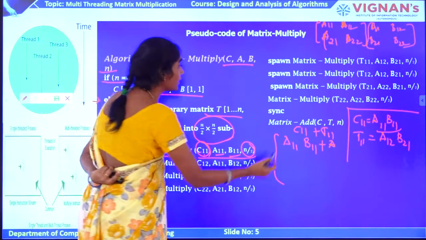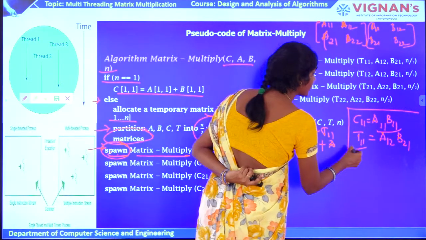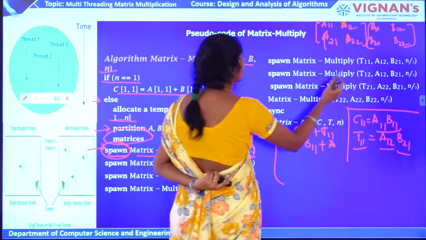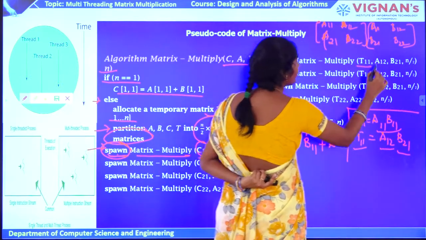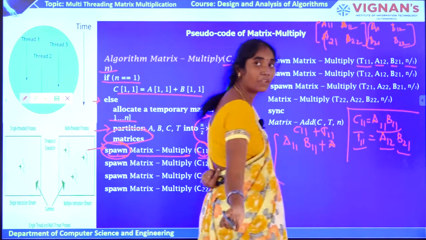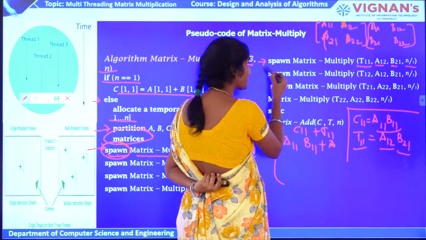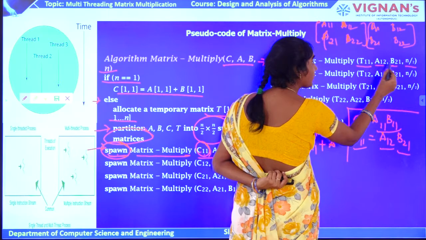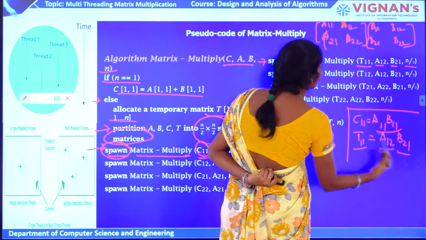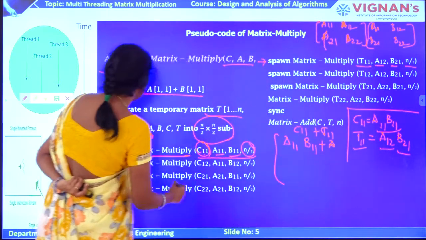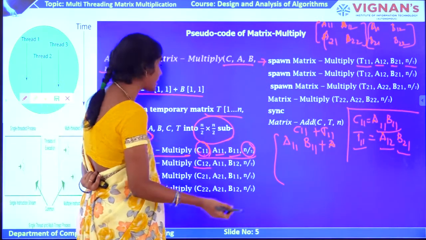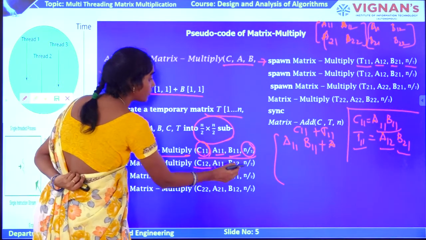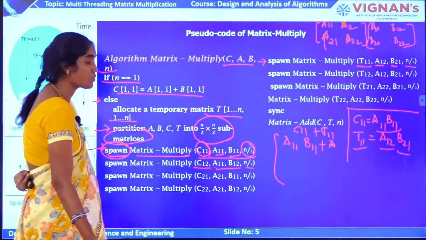Now the next one, let us consider this one. So T11, A12, B21, right? So spawn matrix multiply T11, A12, B21, n by 2, right? To measure this T11, I am multiplying A12 into B21. In the same manner, in order to measure C12, what I am multiplying? A11 into B12. So A11, B12, n by 2, the size is decreased to n by 2.